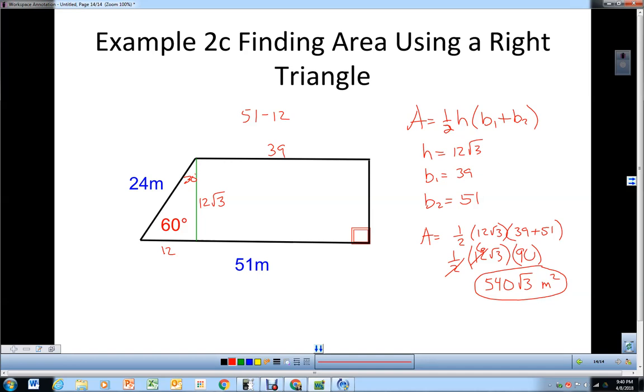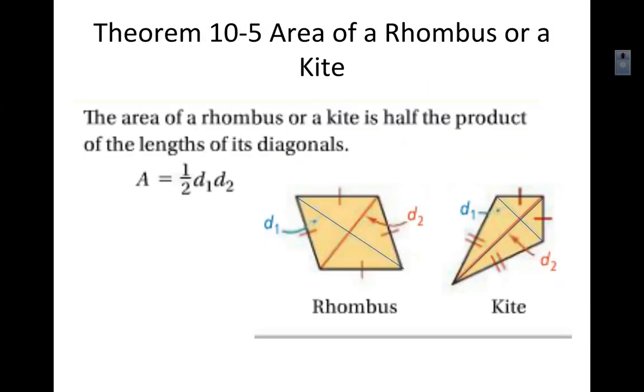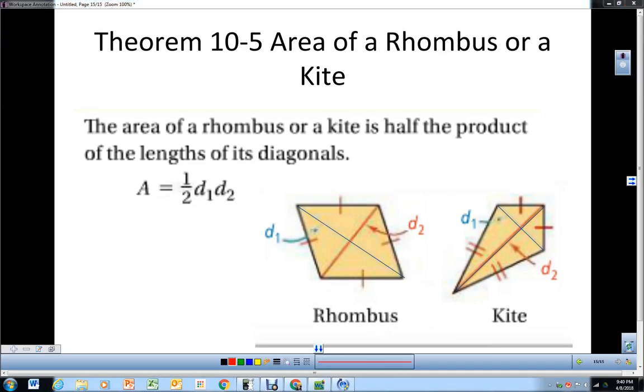All right. Let's go to the next. Area of a rhombus or a kite is half the product of the lengths of the diagonals. Now, some parts did not show up here, so I've kind of drawn them in. You may have to draw them on yours.